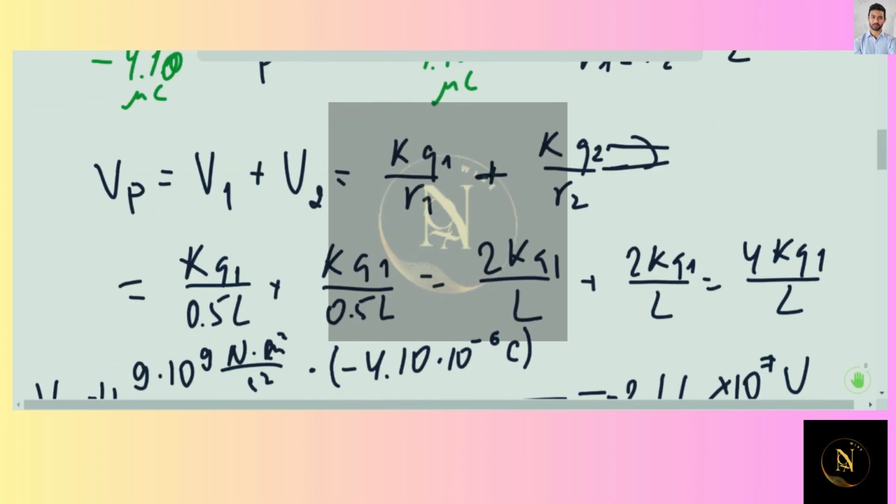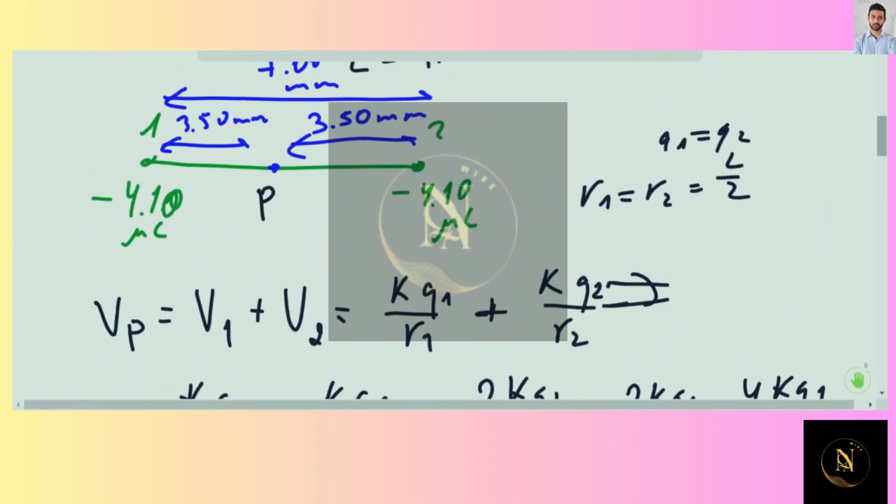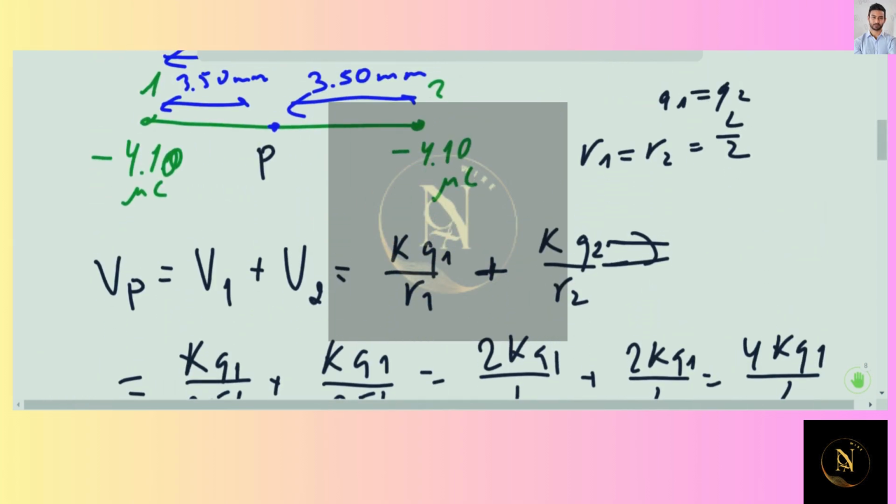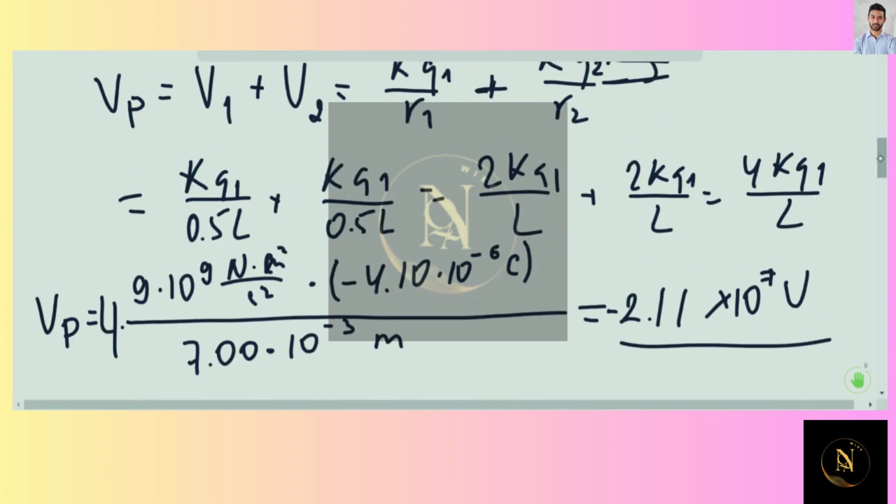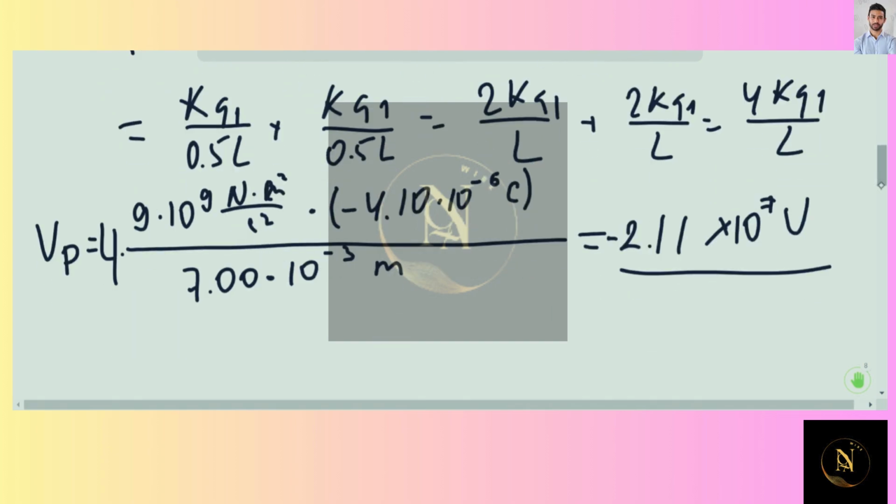So again, we apply the superposition rule. It's just an algebraic sum of two potentials. Here both charges are the same, and the distance is also the same, therefore the potentials will be equal. So each potential equals kq1 over half L. Therefore, the overall potential equals 4kq1 divided by L. And if we calculate it numerically and take into account the number of decimal places, we get this answer.